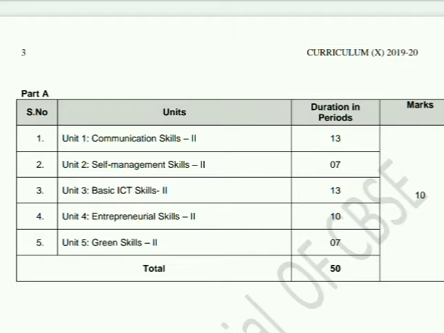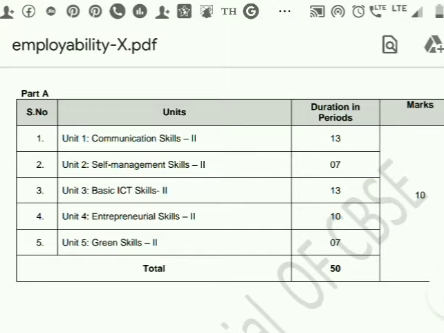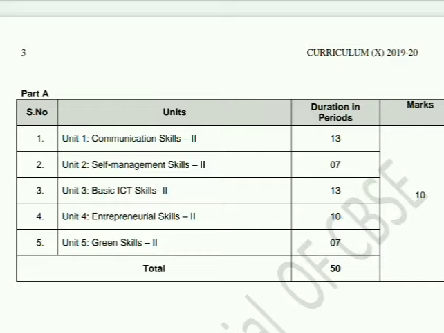Third unit is Basic ICT Skill. Fourth unit is Entrepreneurship Skill. And last is Green Skill. So students, we will try to cover all the chapters together within the period of 50 periods.